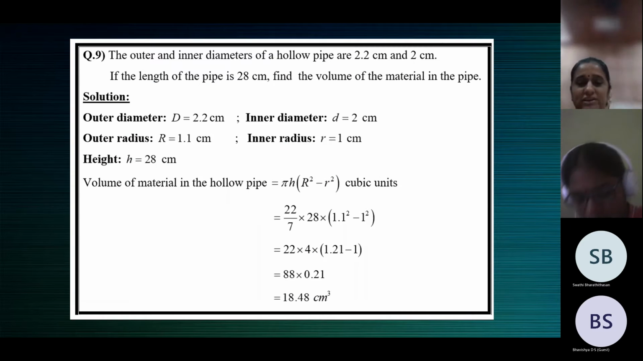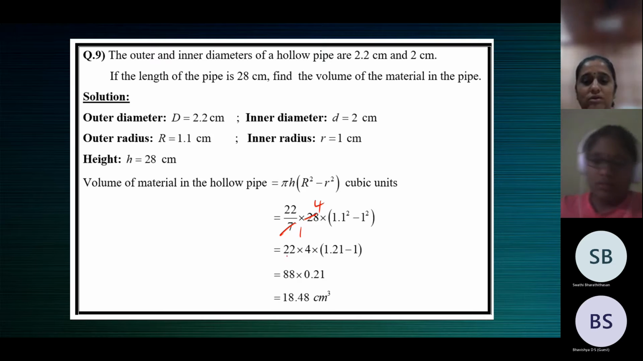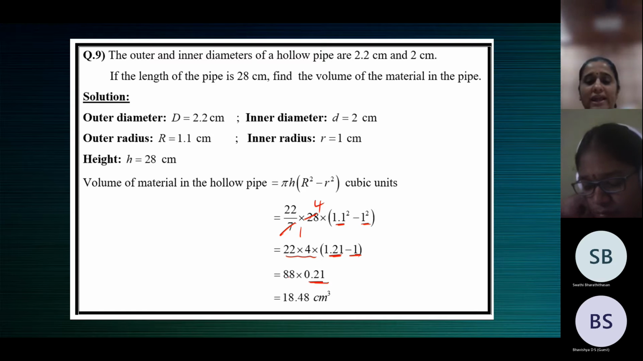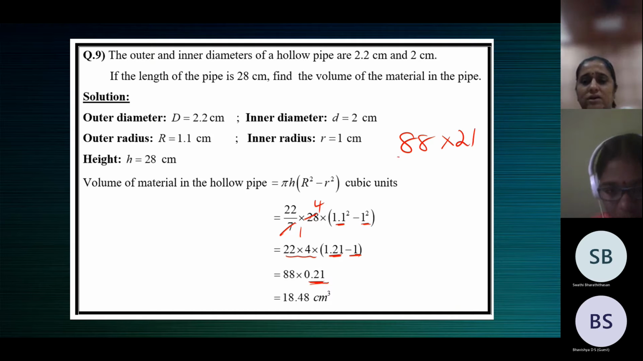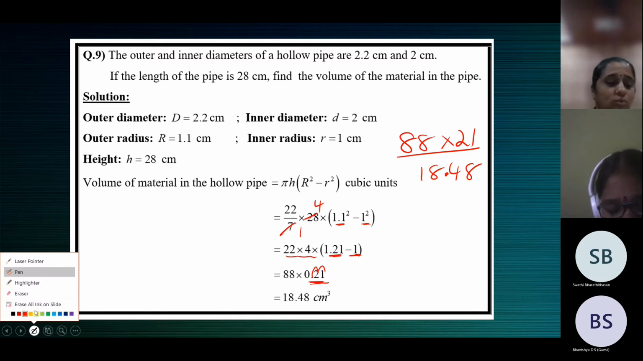All right, so we'll go to the next one. How did I simplify this? 7 ones are 7, 4 sevens are 22 into 4. Then 1.1 square is 1.21, and 1 square is 1. When you subtract, you get 0.21. 88 into 0.21 is regular multiplication: 88 into 21 gives 1848. With 2 decimal places, we get 18.48 centimeter cubed, because it is volume.